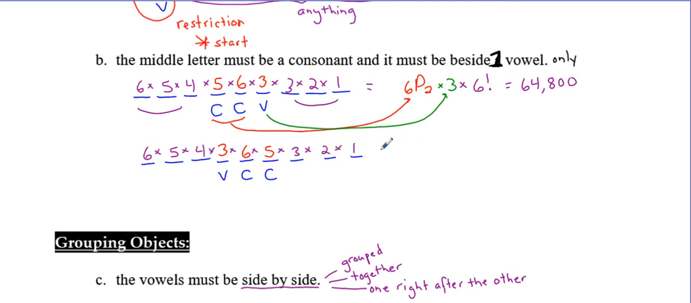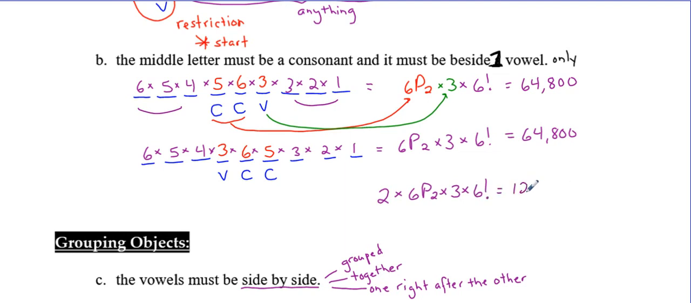That is also equal to 6P2 times 3 times 6 factorial. So what you can do is either add these two together, or you can just do one case. If you want to shorten your workload, just do one of these cases and multiply it by 2, because the answers are going to be the same for the 2 cases. And that's going to end up being 129,600 arrangements.